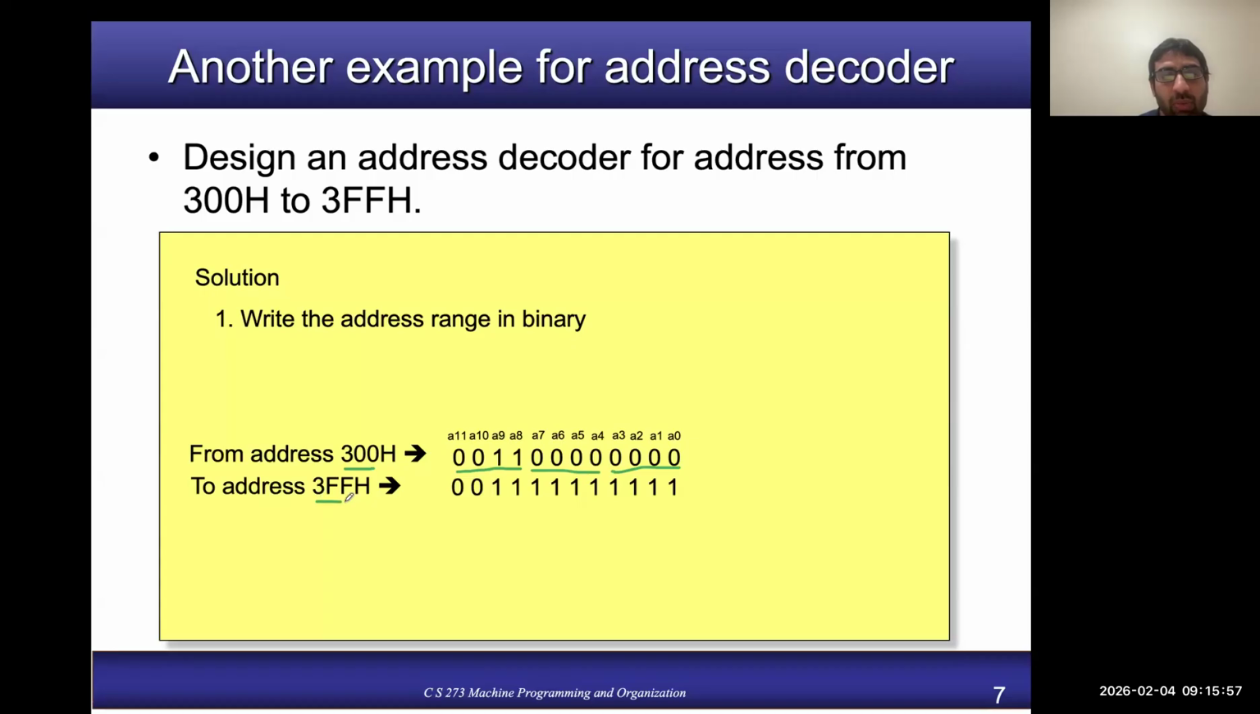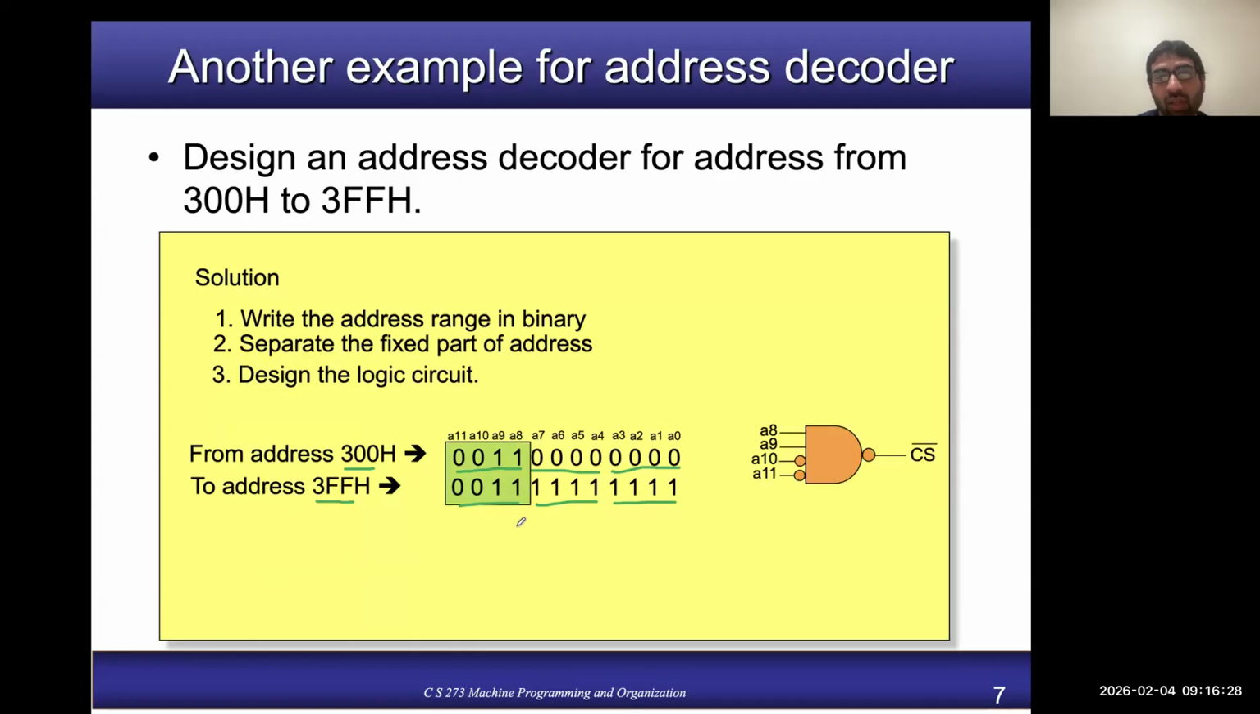Then we do the same thing for the maximum address. The 4-bit binary of F is four ones, again four ones, and this is the 4-bit binary of 3. Now we look at the address part which stays the same, so we separate that part. This is the part you can see in the block. We will use only these fixed bits in constructing the decoder.